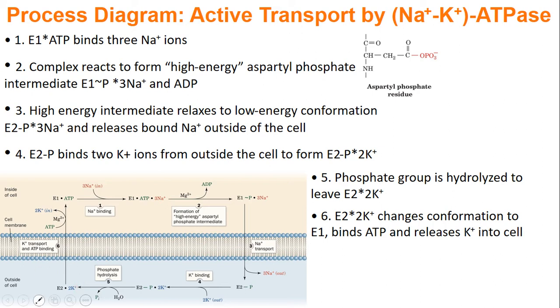This is another high energy intermediate state, and so what will happen is that on the inside of your cell, ATP will bind, potassium will be released inside, and we're back to where we started in the E1 ATP. Again, this enzyme isn't actually moving. All you're having is a conformational change to this enzyme. You're either in the E1 state or the E2 state.